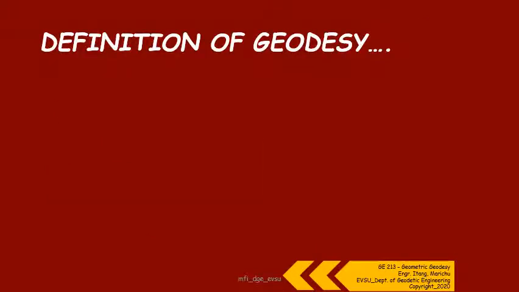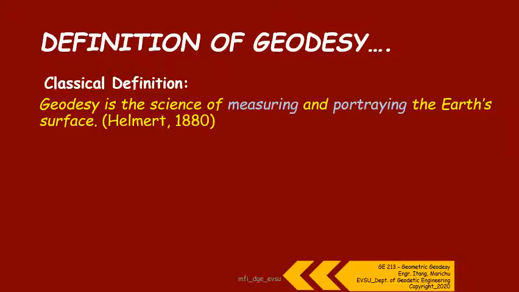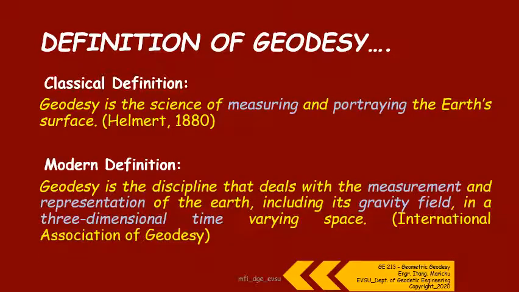So, by classical definition, geodesy is defined as the science of measuring and portraying the Earth's surface. So the modern definition becomes, geodesy is a discipline that deals with the measurement and representation of the Earth, including the gravity field in a three-dimensional time varying space. So medyo broader ng kanilang definition. It takes account na ng gravity field ng Earth bilang measurement and representation of the Earth in form of a maps or a model. Okay.